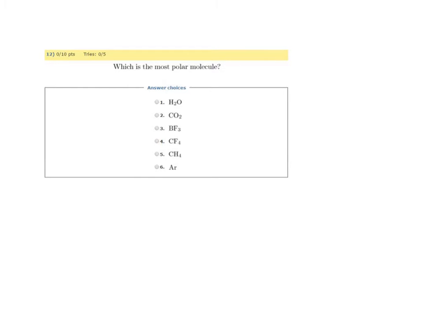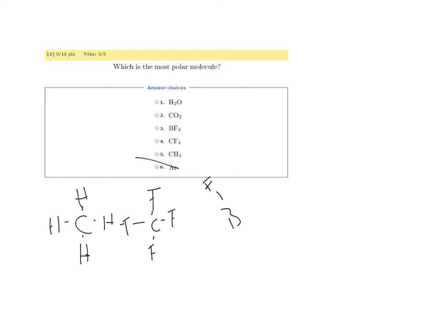Which would be the most polar molecule? So we're kind of going in the opposite direction. First of all, you can cross off argon because that's not in a molecule. And then looking at the other ones, we've got CH4. Okay, CF4 would be almost identical. You just replace the hydrogens with fluorines, so that's symmetrical. BF3 is kind of a weird one. You might think it's asymmetric, but boron is one of the atoms that can be an exception. It can be bonded to only 3 other atoms.